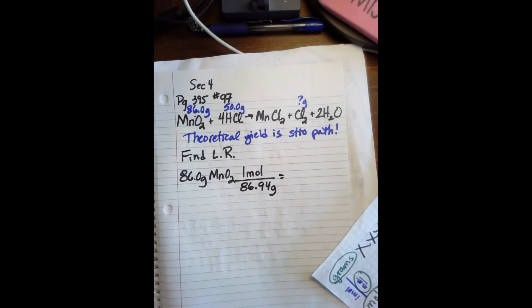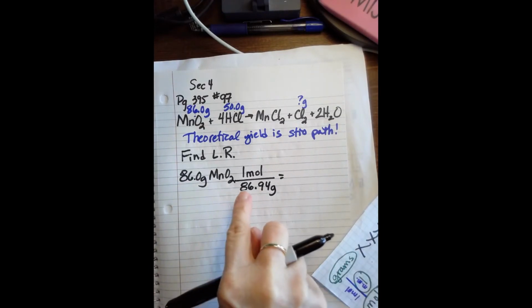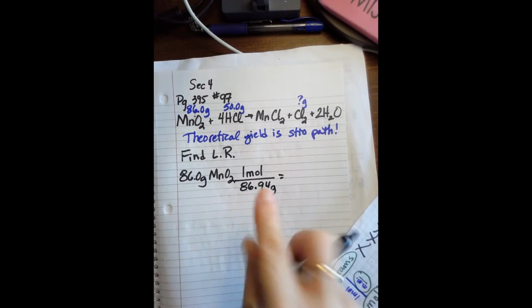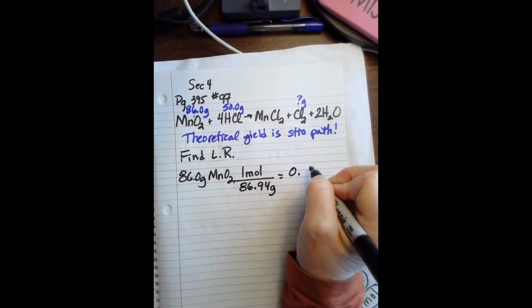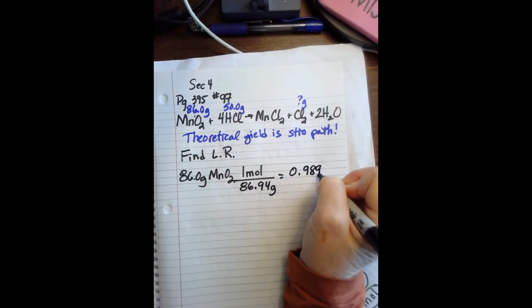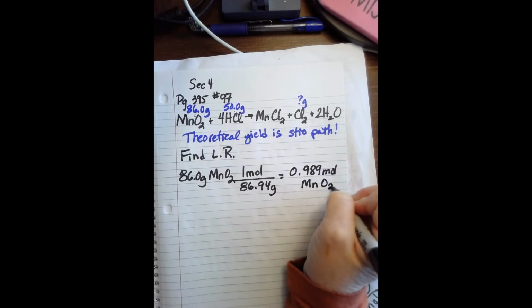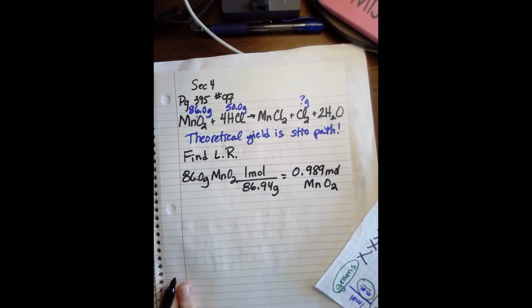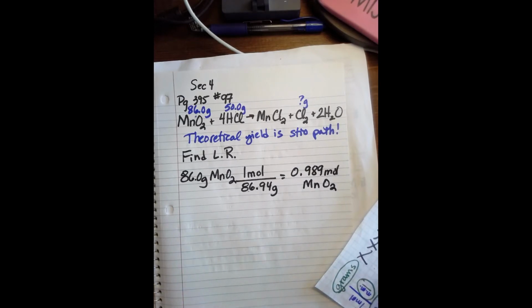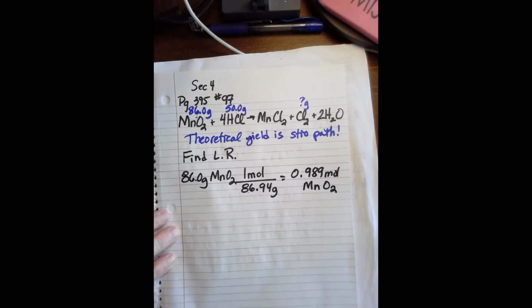86 divided by this. So 86 divided by 86.94 is 0.989 moles of MnO2, manganese 4 oxide. All right, so that's part 1 of part 1.